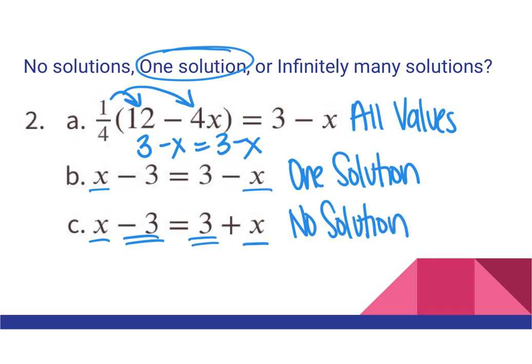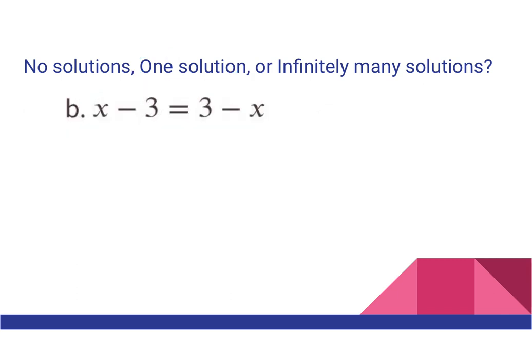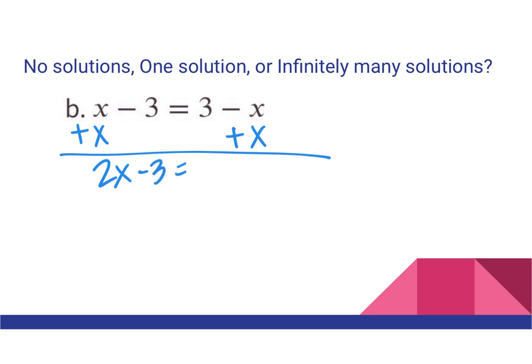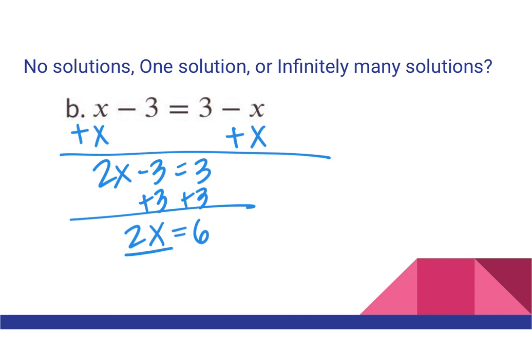So now what we're going to do is solve the one that we said has one solution. Let's go ahead and start by combining our x terms. So I'm going to add x to both sides. So that's going to give me 2x's minus 3 is equal to 3. Then I'm going to combine my constant terms. So now I have 2x's is equal to 6. Well, I don't want to know about 2x's. I want to know about 1x. So I'm going to divide that by 2, and 1x is equal to 3.